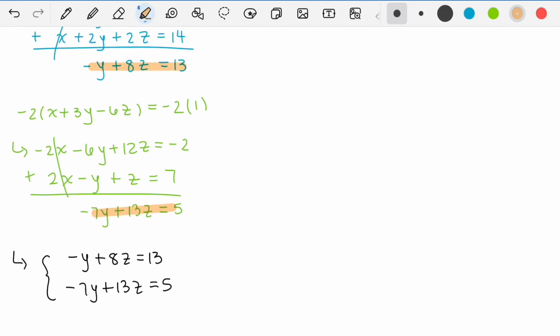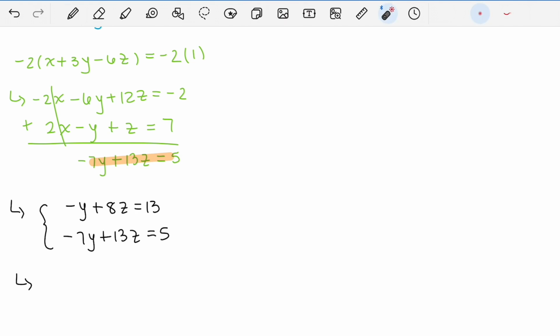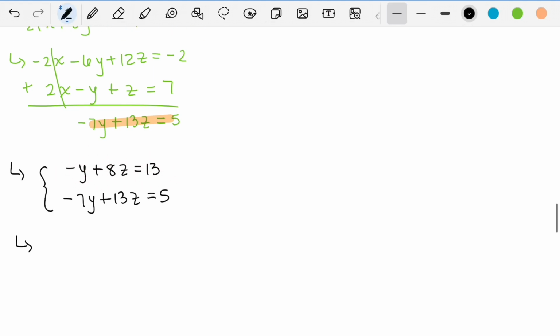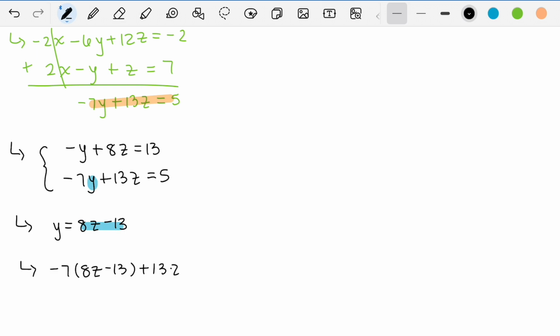In this case, I'm going to use substitution. So we always want to solve for the variable that has coefficient 1 or negative 1. So in this case, I'm going to solve this one for y. Solving this top equation for y, I'm going to get y is equal to 8z minus 13. Then I can plug this value for y directly into this equation here. So I'm going to get minus 7 times 8z minus 13 plus 13z is equal to 5.